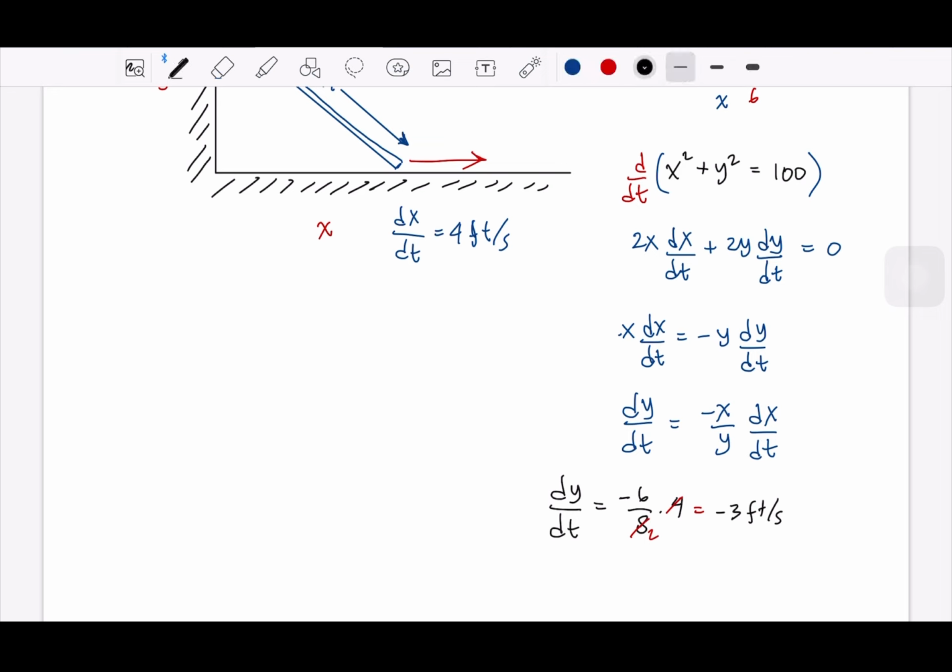Okay, and the ladder problem is, I think, one of the most typical problems in related rates. So let me give you some notes around here. What you need to do.